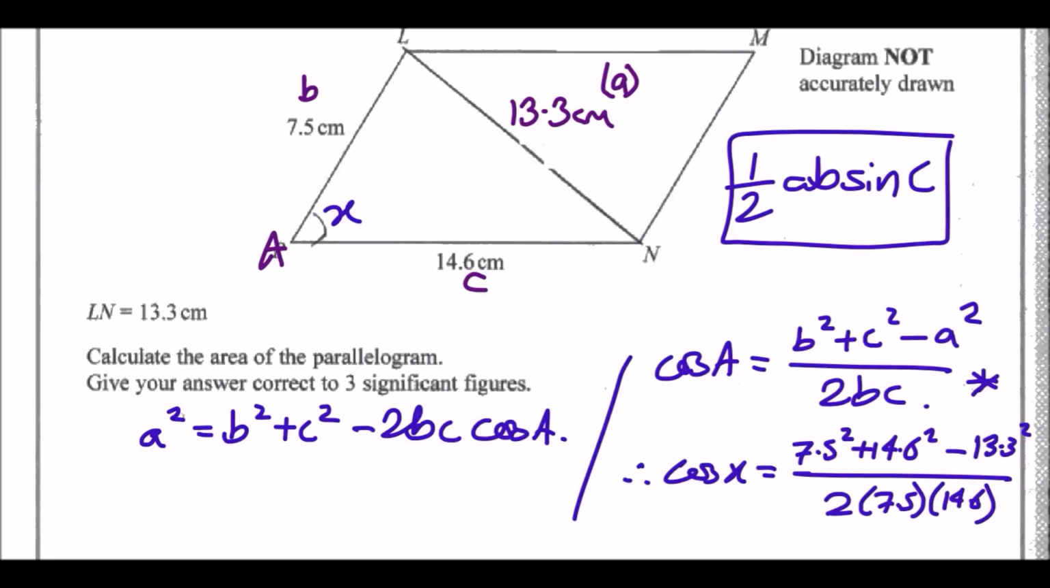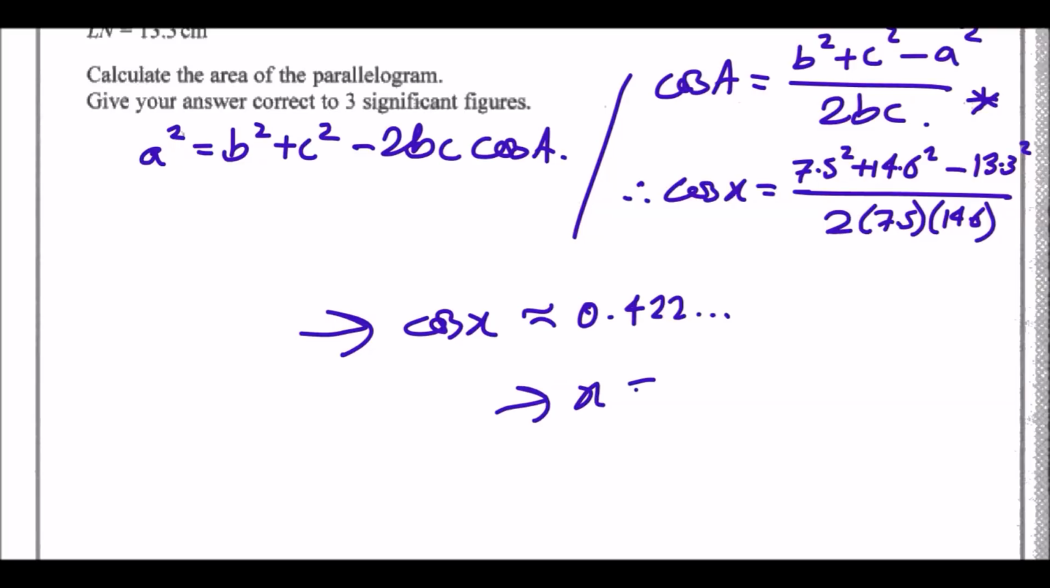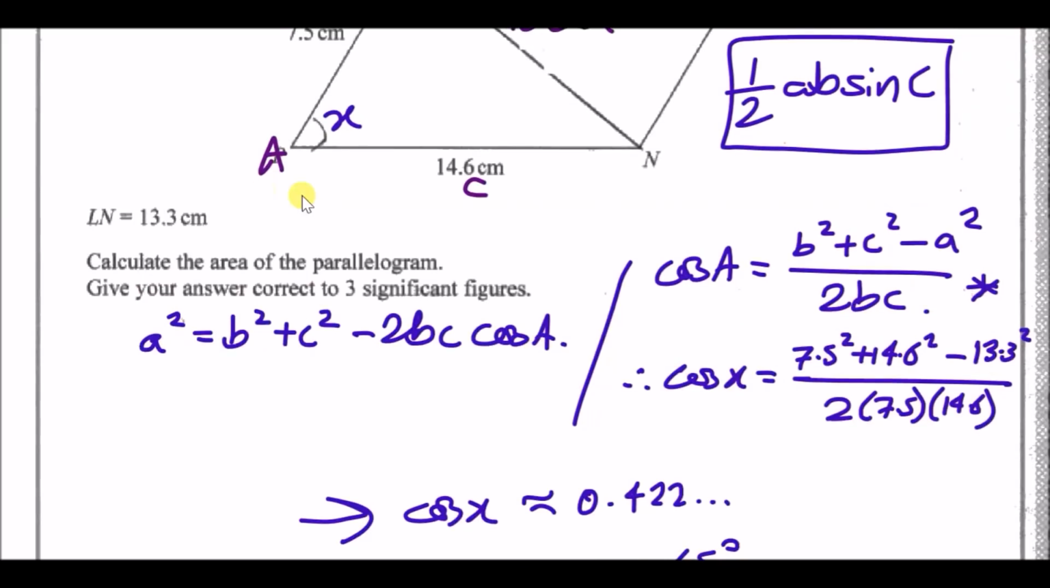Okay, now have a go. When you do this, you'll get something like cos x being about 0.422... So all you want to do now is literally shift and cos inverse the answer. And when you cos inverse it, you'll get an angle of about 65 degrees, give or take. And that's perfect. So now we know the angle of this part.